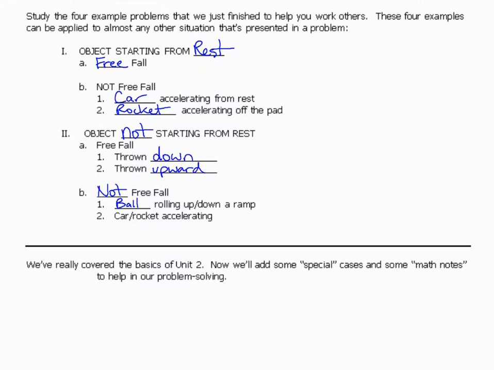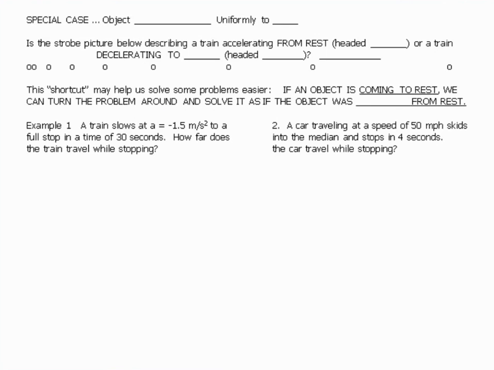We've covered most of the basics of Unit 2. Now we'll have to add some special cases and some math notes that will help with problem solving. So a special case, an object decelerating uniformly coming to rest.